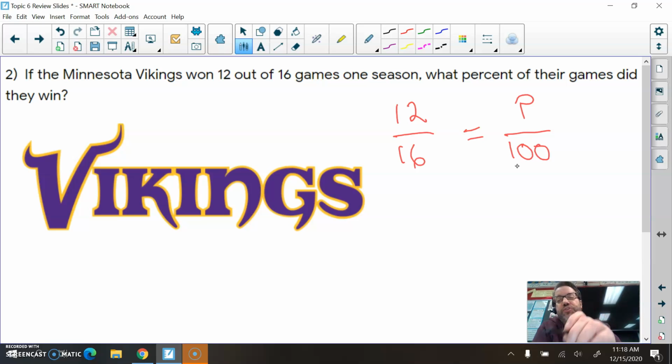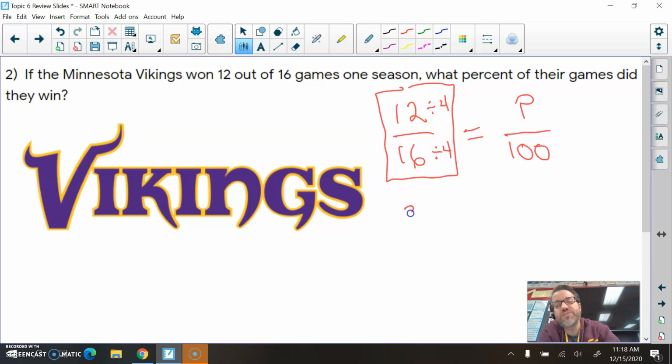We could use cross multiplying. We could take 100 times 12, which would be 1,200. We could take 16 times p, 16p, and then we could just solve that by dividing 1,200 by 16 and see what we get for an answer. But I'm going to show you something here that's going to make this problem a lot easier. Do you notice that 12/16 isn't simplified all the way? I could actually simplify that ratio because 12 and 16 are both divisible by 4. So I'm just looking at this right now, and I'm going to divide both the top and the bottom by 4.